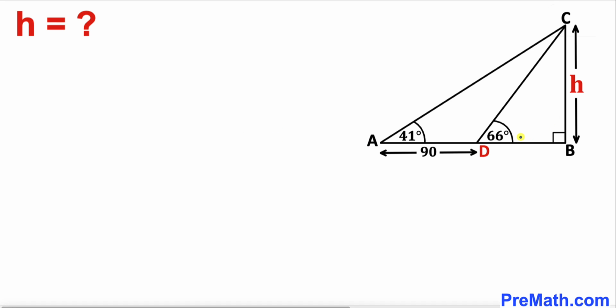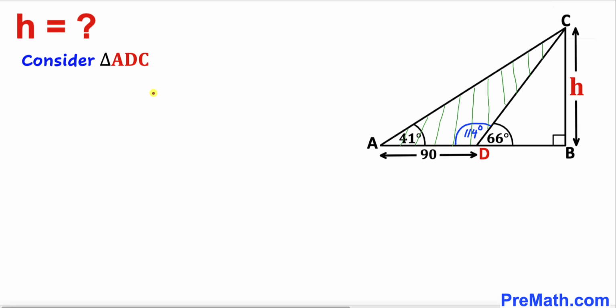And here's the very first thing we are going to do. Let's look at this angle. This whole straight angle is 180 degrees, and we know that this angle is 66 degrees. Then this angle has got to be 180 minus 66 degrees. So therefore this angle has got to be 114 degrees.